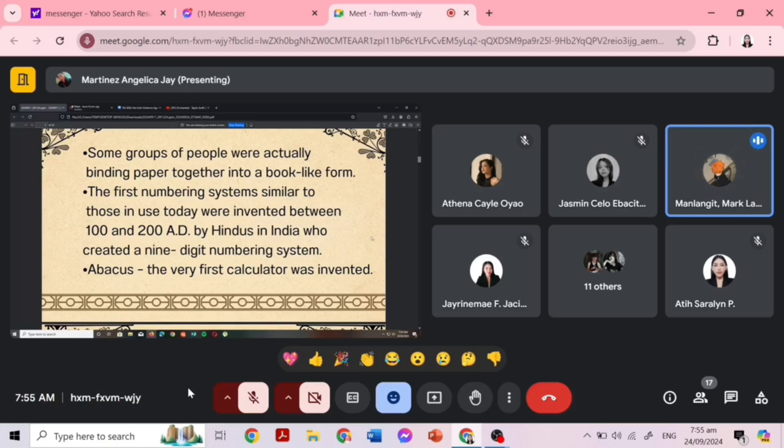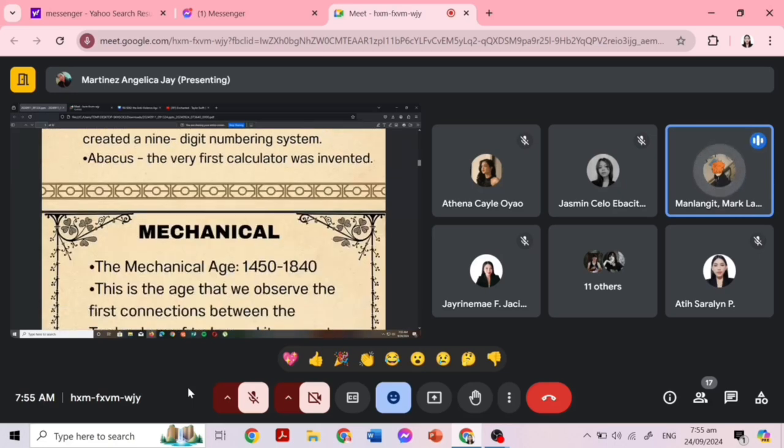After the numbering system developed, the calculator, the abacus, was also developed. The abacus is an ancient calculating tool that used beads to represent numbers. It was widely used in ancient civilizations, including China, Greece, and Rome. The abacus was used for basic operations such as addition, subtraction, multiplication and division.